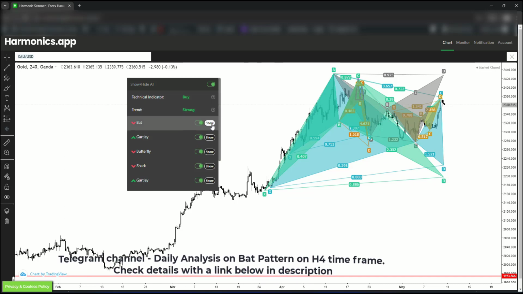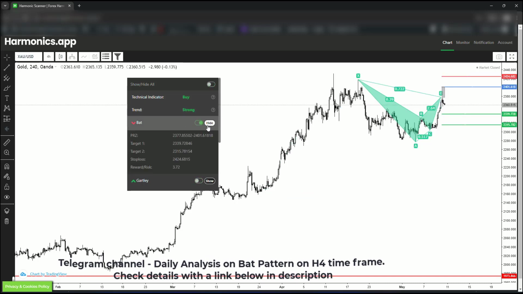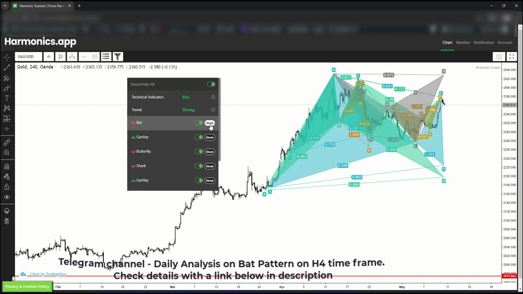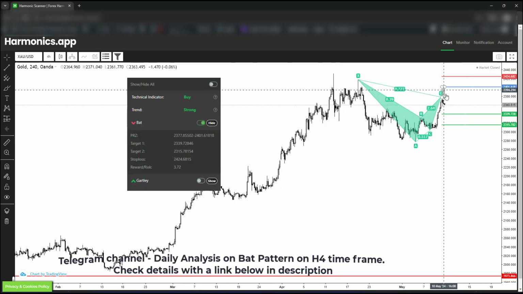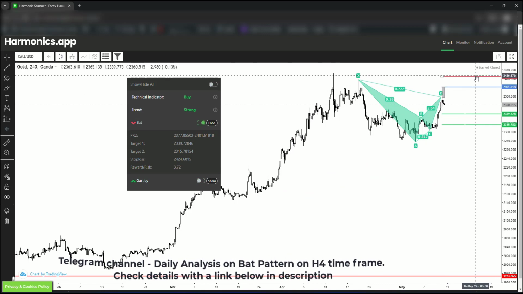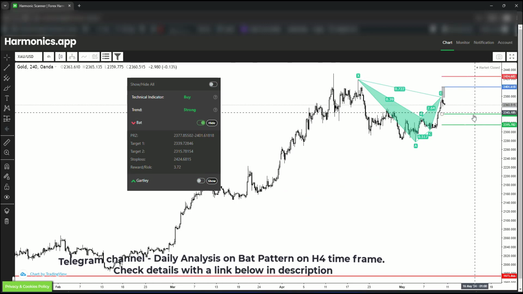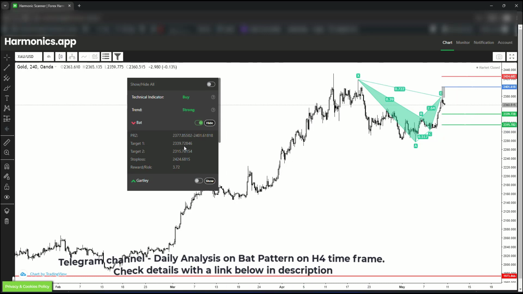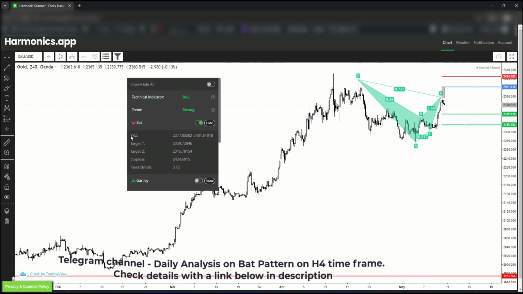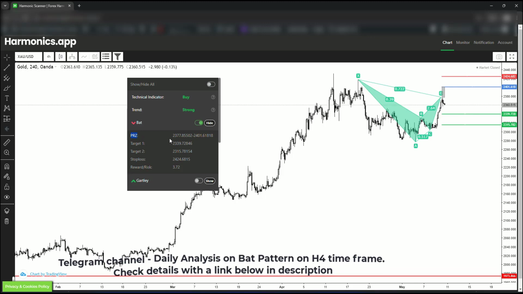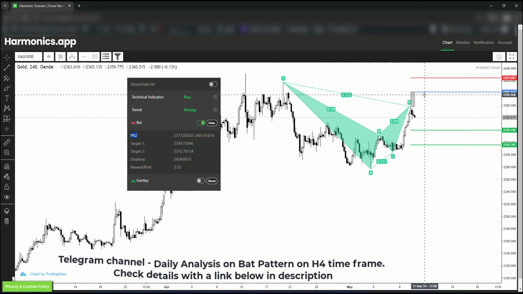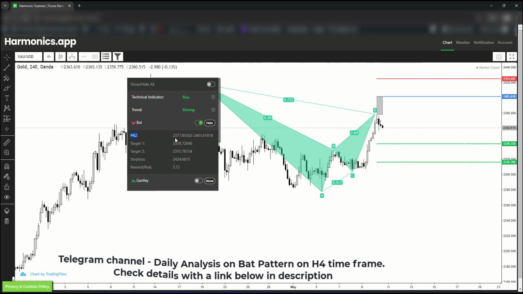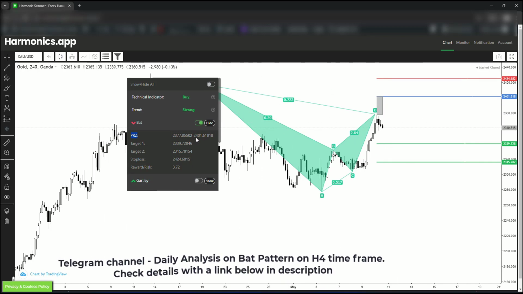Now, if you would like to check one of these, for example the bat pattern, you can click on it, or hide it, or show it to see more details. What is the entry level, what is the stop loss, what is take profit 1, and also take profit 2. You can also see the potential reversal zone, the area from here to here, which means 2377 up to 2401.